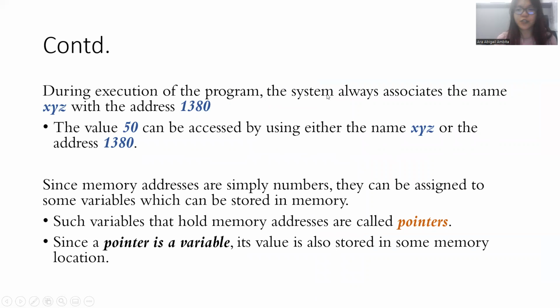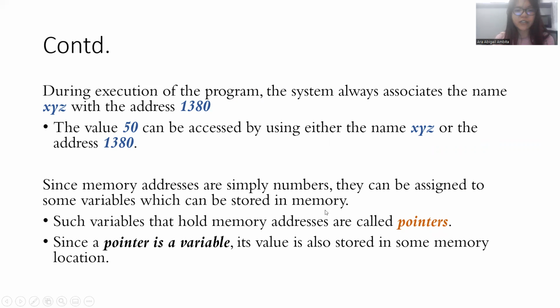During the execution of the program, the system always associates the name XYZ with the address 1380. So basically, we are creating a mapping between the variable name and its address. The value 50 can be accessed by using the name XYZ, as you have experienced in your programs. If you want to use the value 50 stored in XYZ, you simply use the variable name XYZ. Or you can also use the address 1380. Using the address, you can also access this value 50.